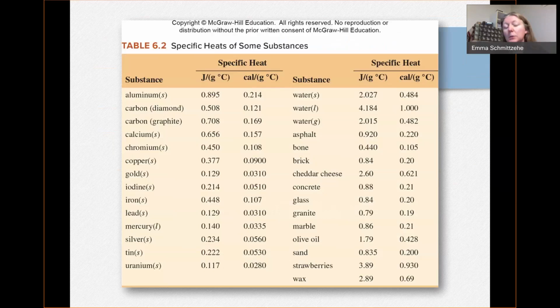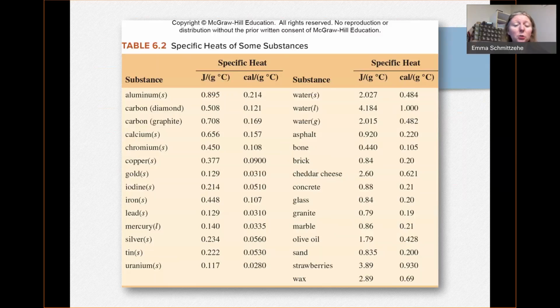Okay, now specific heats, it's good to know that those are known values. You can look up tabulated values of specific heats for substances. It is specific to the substance. So if you have a different substance, it's going to have a different specific heat, even if it is in a different phase. So you can see different specific heats for different substances in this table.